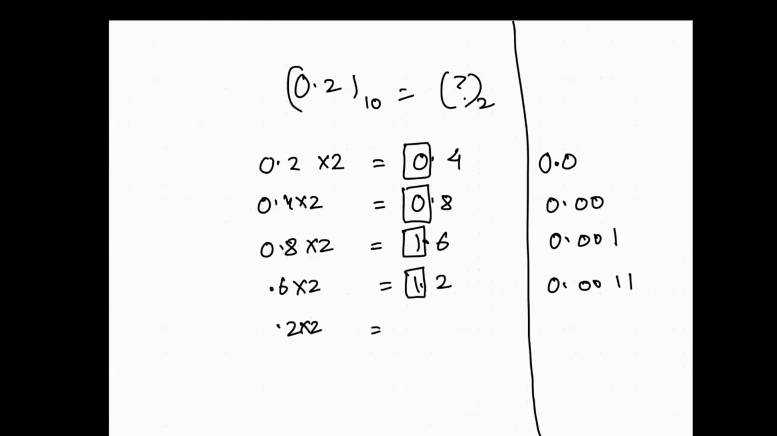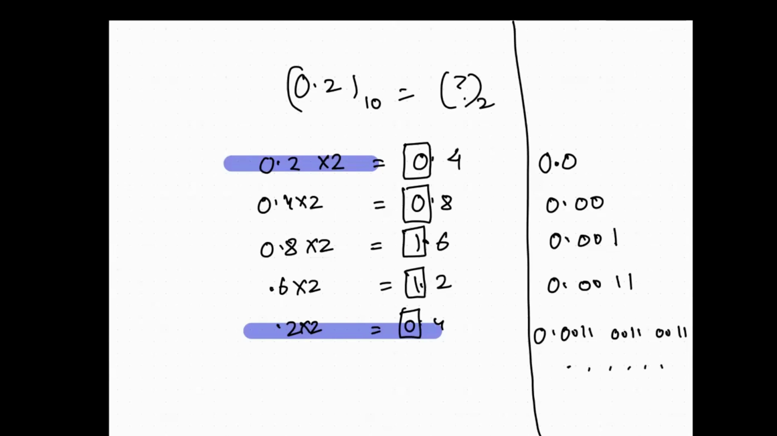0.2 into 2 gives you 0.4, but then if you see, we're at the same point. We started with 0.2, we are now again at 0.2, so everything in the sequence will get repeated. Therefore, we can write this number as 0.0011, and so on and so forth. Now, the accuracy or precision of this number depends on how many digits you are willing to store or allocate.